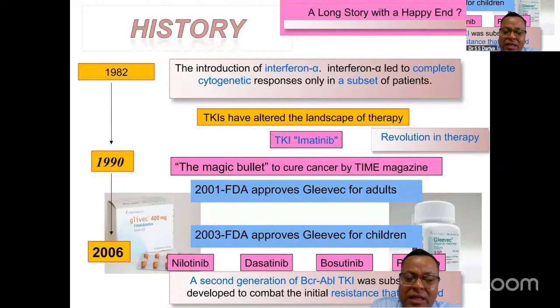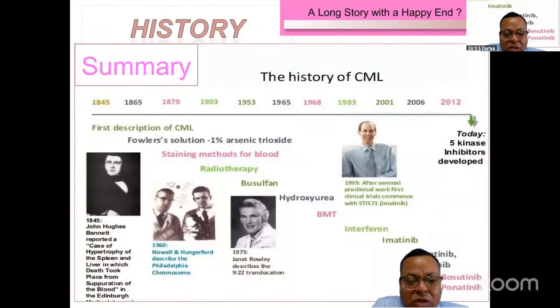Later on, tyrosine kinase inhibitors like nilotinib, dasatinib, and ponatinib came into the picture. So this was the whole story of CML. It started from 1845 until 2012, and five kinase inhibitors have been developed since then.